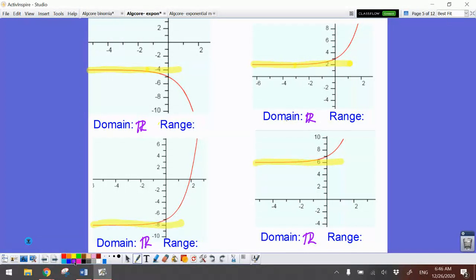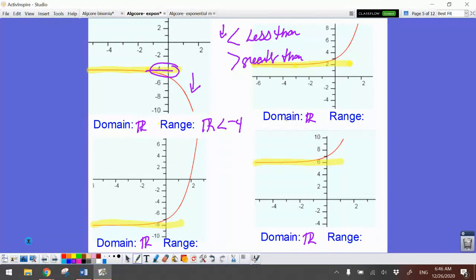All right, so let's make some decisions here on what's going on. So first of all, this one I see is going down. So if it's going down, remember I have two choices. I can use less than or I can use greater than. Those are my only options. So if I'm going down, I have to use less than. So I have real numbers, less than. Well, where's it crossing? It's crossing at -4. So my numbers are less than -4.